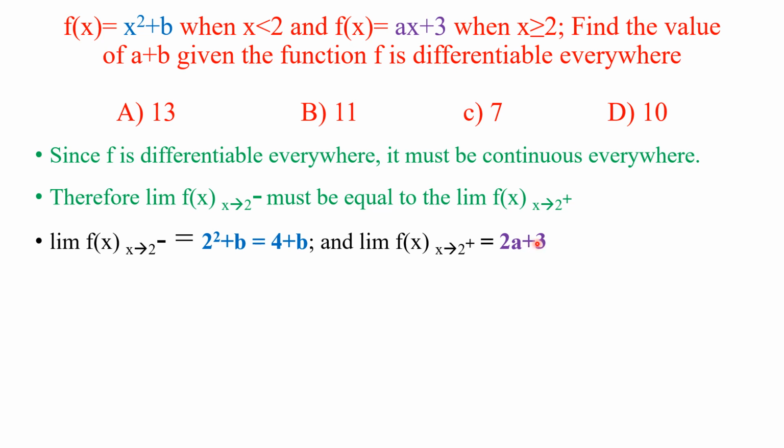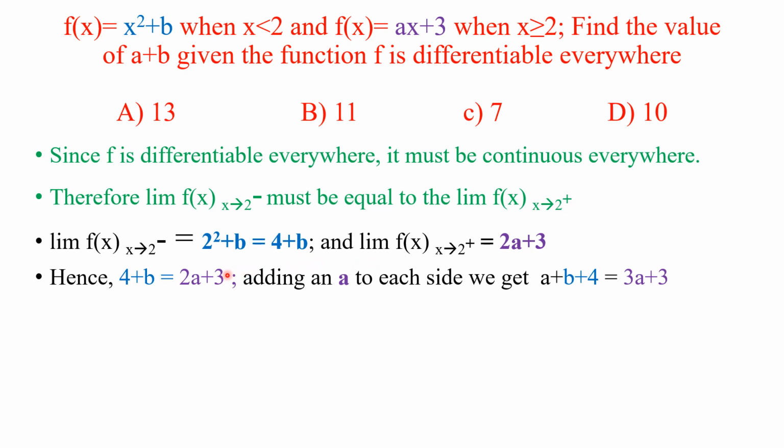Now that we have these values, if these values are equal, and they should be equal for the function to be continuous at 2, we will say 4 plus b equals 2a plus 3. Now we will just do some mathematics. Since we're looking for a plus b, let's add a to both sides. If we add a to both sides, we're going to get a plus b plus 4 equal to, instead of 2a, 3a plus 3.